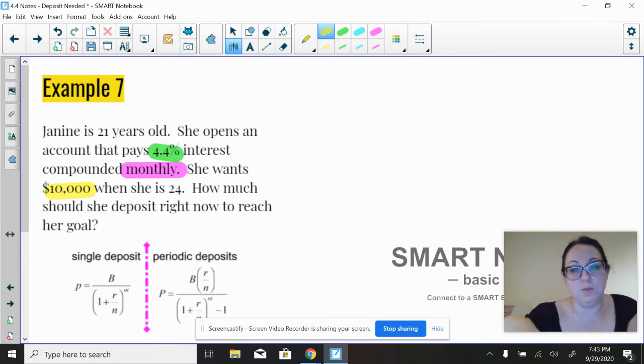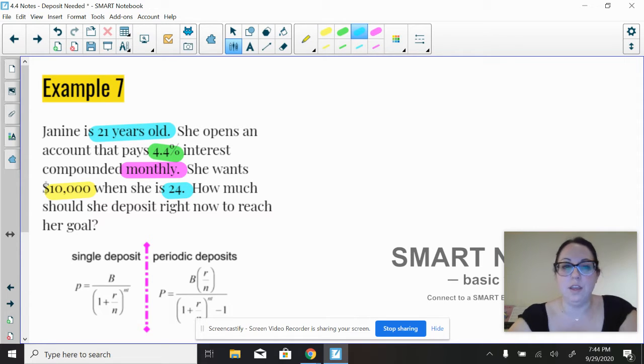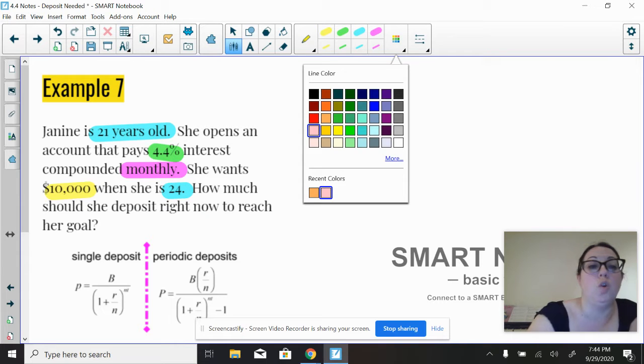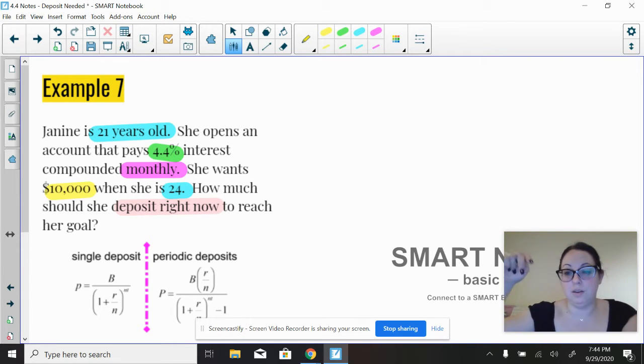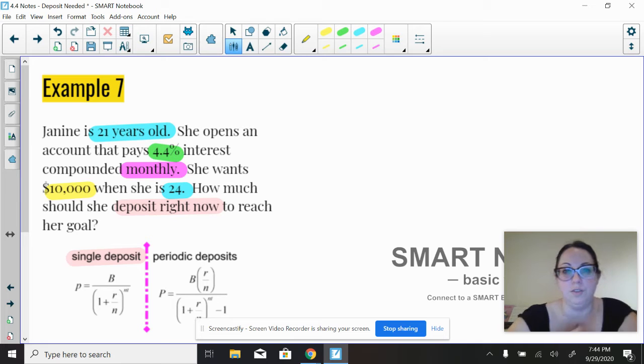Two things that I want to look at. This one is a little bit different on that time value. They didn't just say like in 3 years or 5 years or 10 years. They told me how old Janine is currently and how old she is going to be when she wants that 10 grand. So when we are doing our breakdown, we're going to have to do a little bit more work to get that time value. Not a big deal. The other thing that I noticed here is that it says how much is she going to deposit right now. You guys, if I'm making a deposit right now, that's not a repeated deposit. That's a one-time deposit. So I'm going to be using my nice easy formula for single deposit.